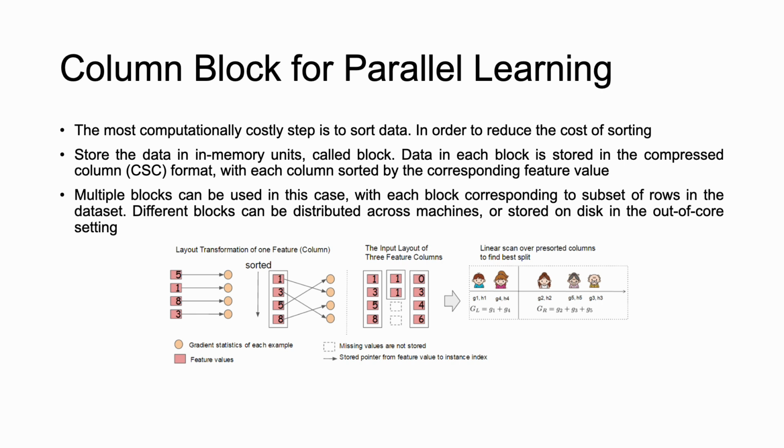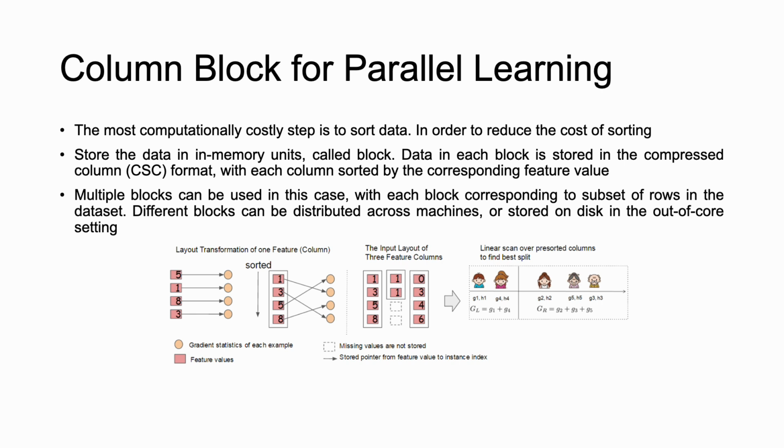So the last notable advantage is the column block for parallel learning. The most computationally costly step is to sort the data. In order to reduce the cost of sorting, we propose to store the data in in-memory units, which we call blocks.